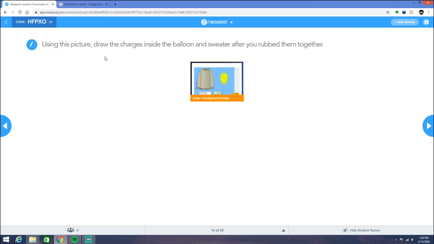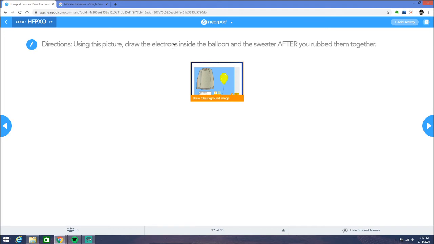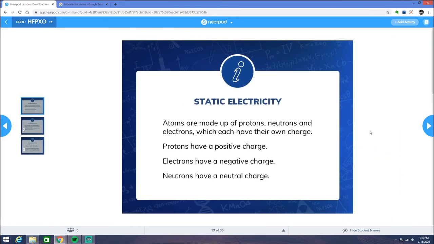After you play with the PhET lab, we want you to draw a picture in here. I know that sometimes you may or may not be able to draw pictures on here, so I recommend that you draw it on a piece of paper, or take a picture of it and upload it on the team site to your respective teacher. Same thing here, draw the electrons inside the balloon and the sweater after you rub them. I would draw a picture and upload it, or you could do it on here. All right, so again, this is just a big overview.